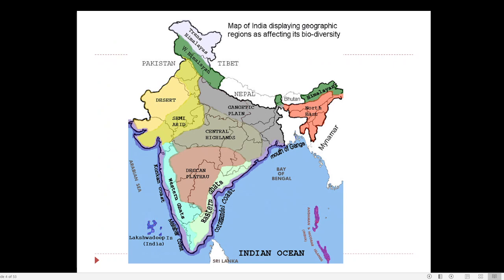The first one is the Trans-Himalayan region. Here you can see that this is the Trans-Himalayan region, mainly located in the Himalayas, in the Kashmir area. Earlier the entire portion was Kashmir. Now I think this is Ladakh. This area is the Ladakh area, and this is the only portion which comes under the Kashmir region.